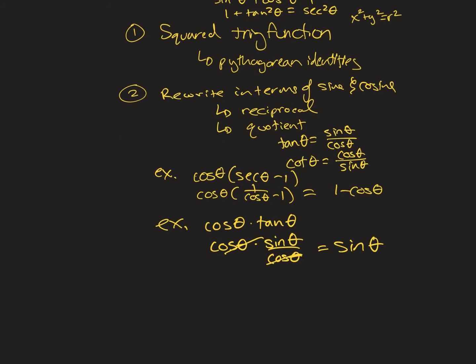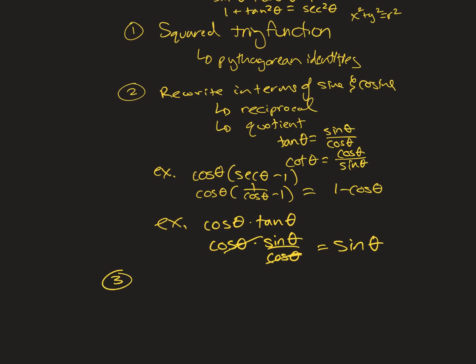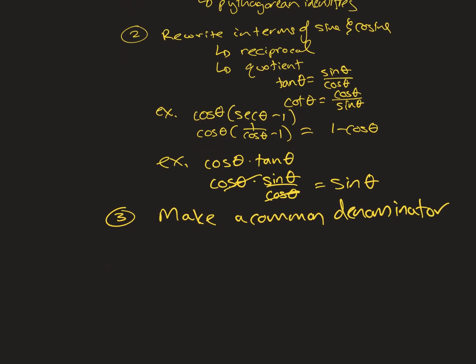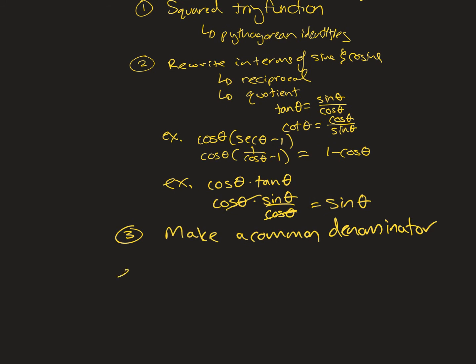Another strategy sometimes is, if you have more than one term, to make a common denominator. One fraction can be simpler than 2 separate fractions, so make a common denominator. So let's think about a problem there. In my tutorial, I thought of this problem, which ended up working out quite nicely, miraculously: 1 over 1 minus sine theta plus 1 over 1 plus sine theta.